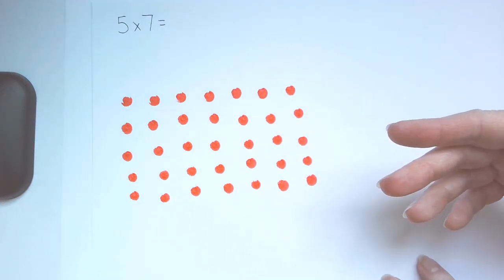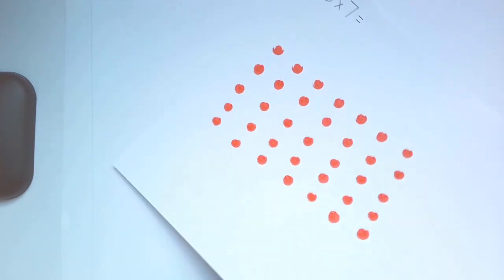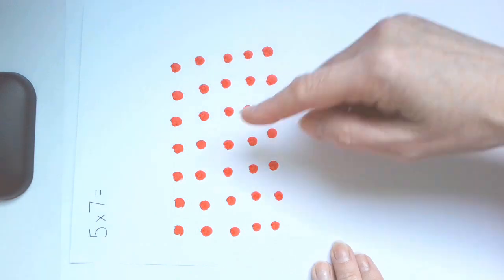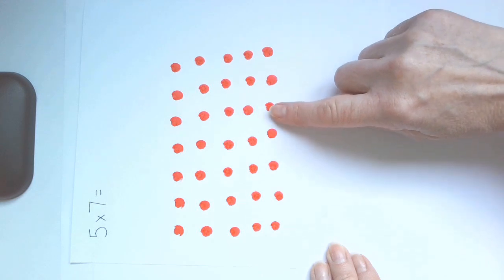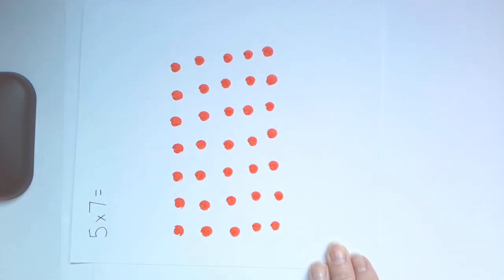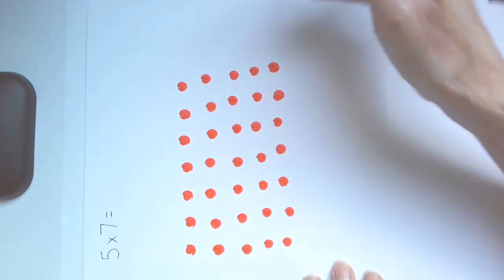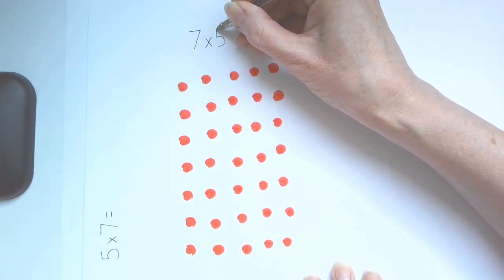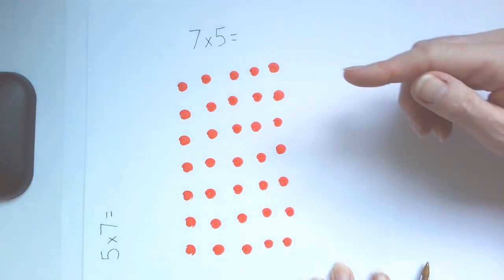So counting in sevens is quite tricky, but what we can do is turn this around. So now we can see, instead of counting in sevens, we can easily see we've got our 5s. We can count in 5s. 1, 2, 3, 4, 5, 6, 7 lots of 5. So I'm going to write my calculation again this way, but this time I'm going to write 7 lots of 5. So I can use my 5 times table. If I can't recall that fact, I can count in 5s.